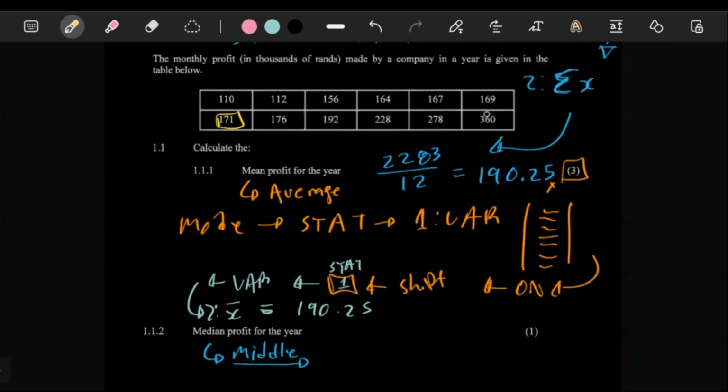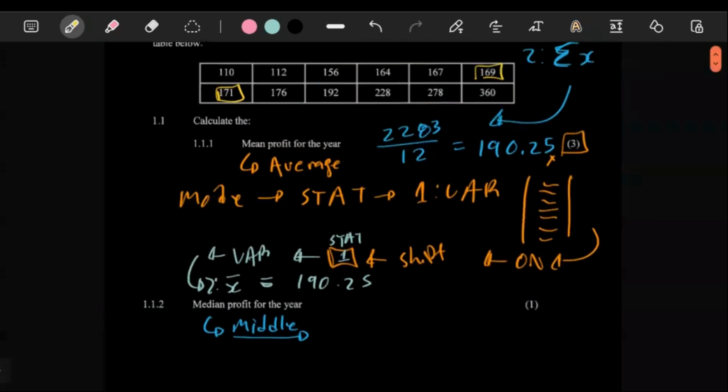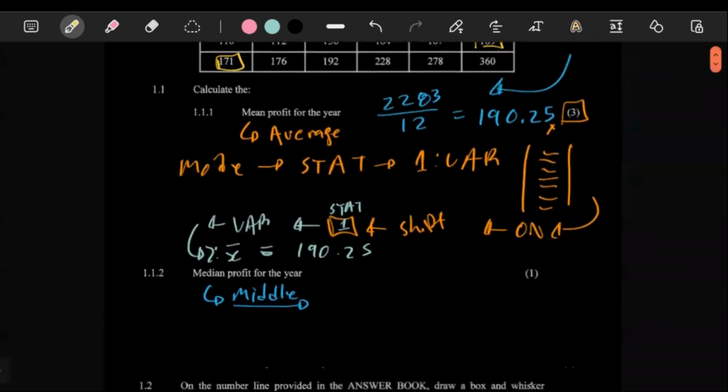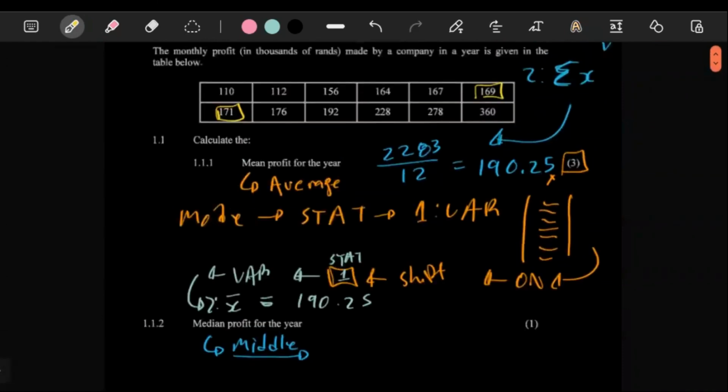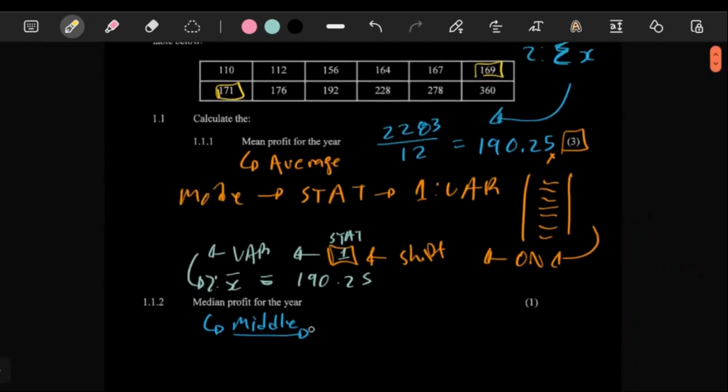So we know that 171 and 169, those are going to be in the middle, you see, because it's 12 numbers in total. So we have to get the middle of those two. Meaning you have to add them up and then divide by 2. So adding those up and dividing by 2, you are actually getting 170.